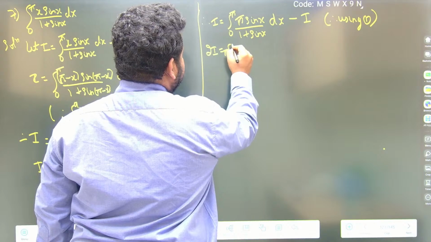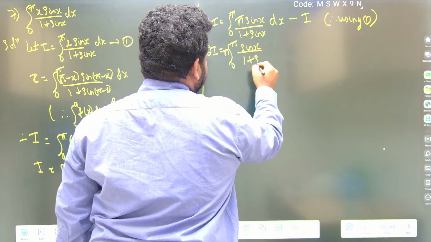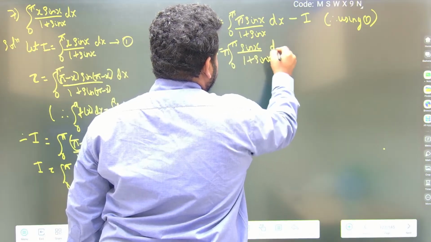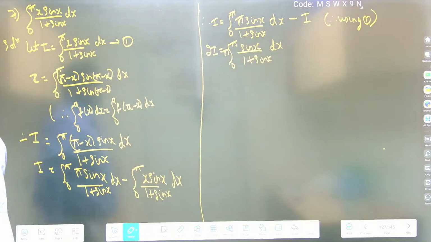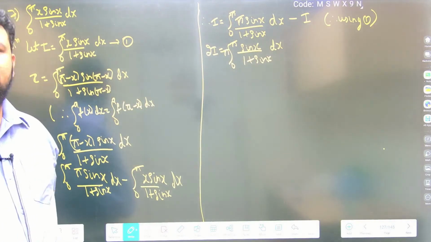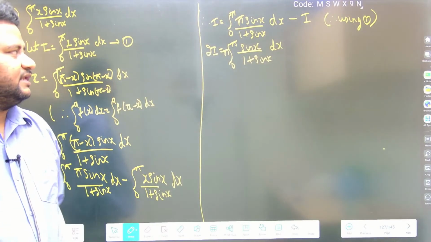Okay, pi times the integral from 0 to pi of sin x by 1 plus sin x dx. This is what I have, friends. Now what can we do for this question? Think correctly: sin x by 1 plus sin x.